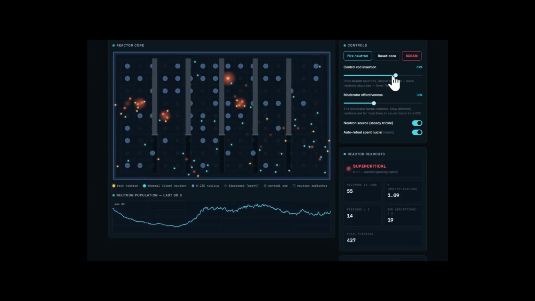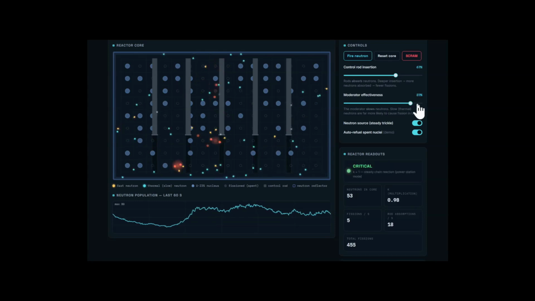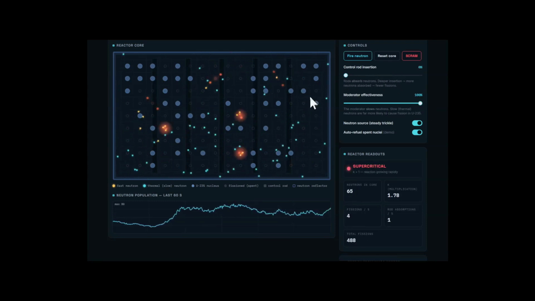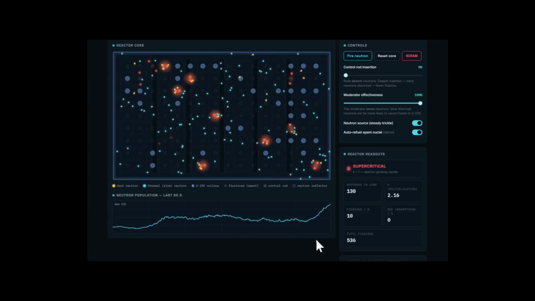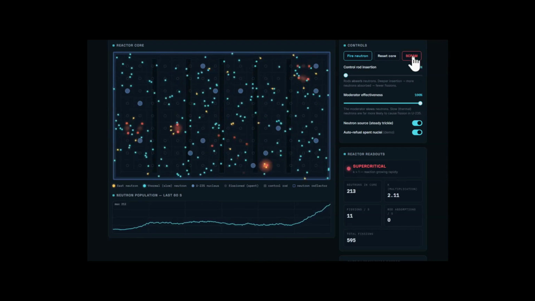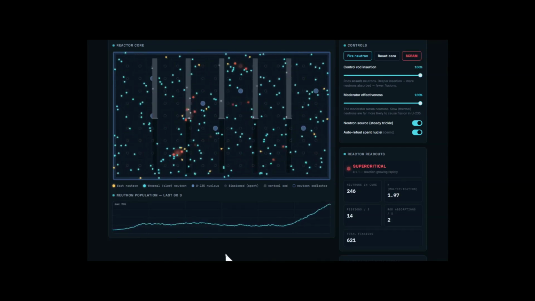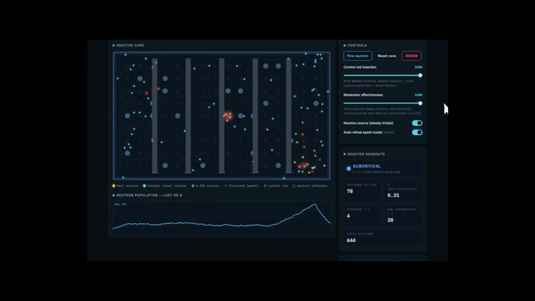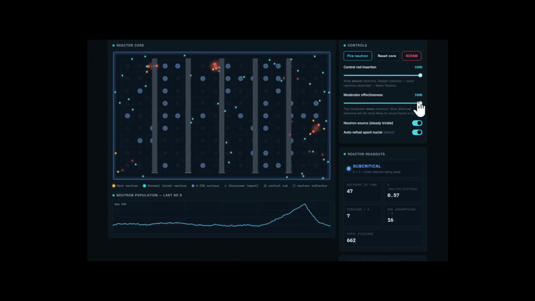If we have a problem where we have increased the moderator effectiveness, let's do something really crazy, and we do that, we get a runaway reaction. This is really, really bad, and we have to hit the scram button. The scram button is sort of the brakes. It kills everything. In a Western reactor, it would drain away.